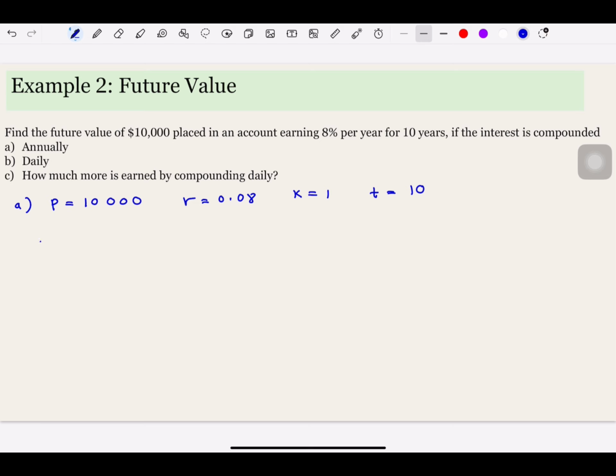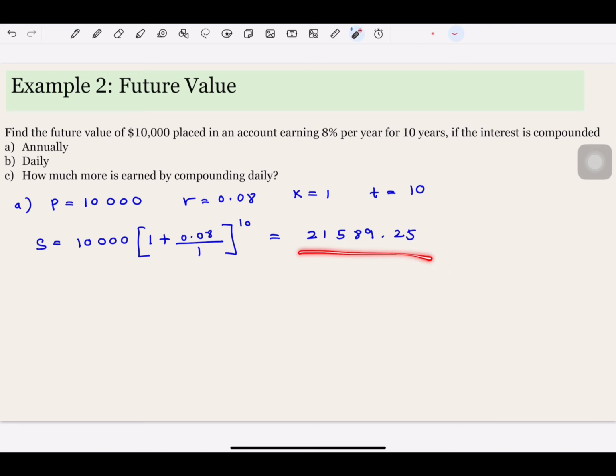So your formula becomes S equals the principal value, which is $10,000, multiplied by (1 plus R over K), which means 0.08 divided by 1, to the power K times T. So K is 1 and T is equal to 10. If you multiply both together, you get 10. So this is the formula. If you use your calculator, you get the value 21,589.25. So thus the future value is this much.